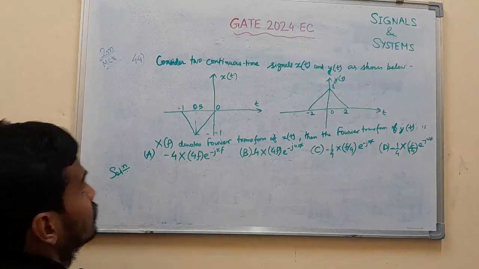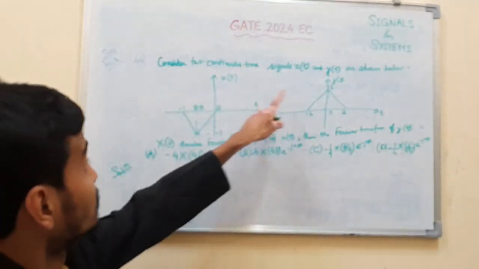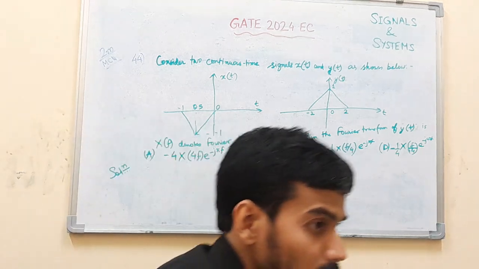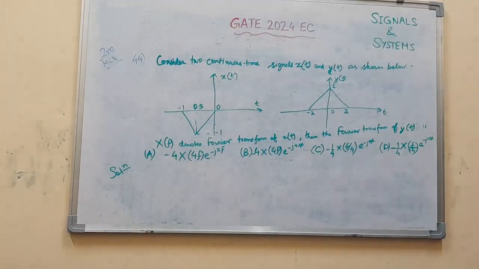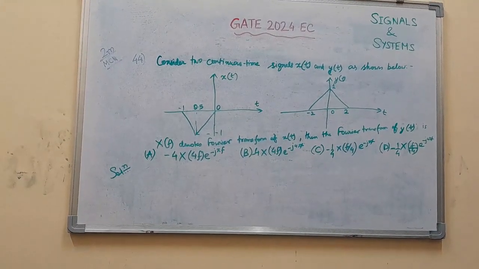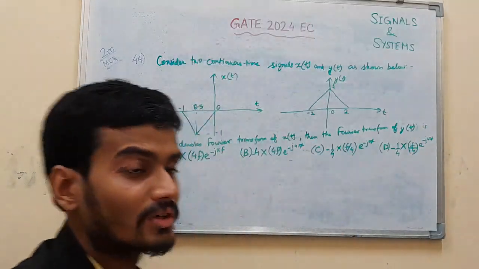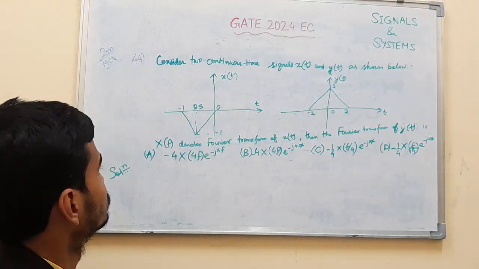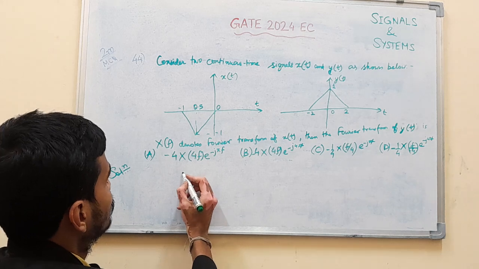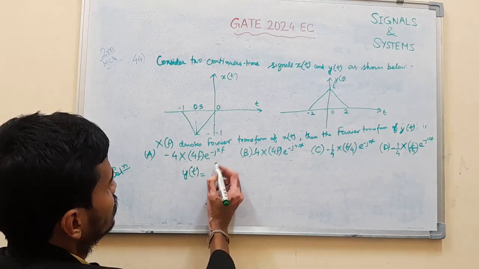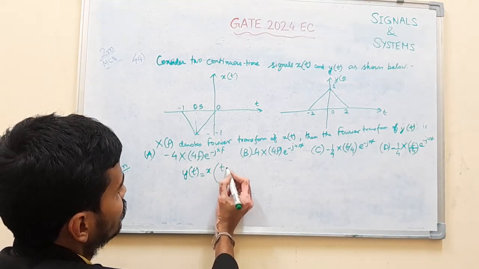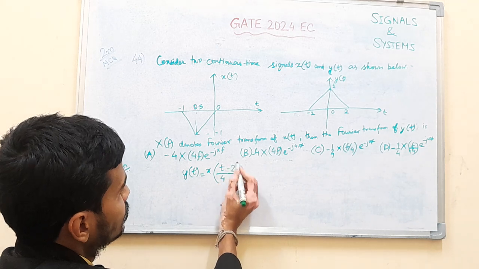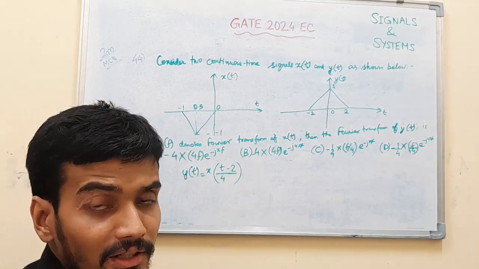Very simple actually. You have to first represent y of t in terms of x of t. Y of t can be written as x of t minus 2 by 4, right?